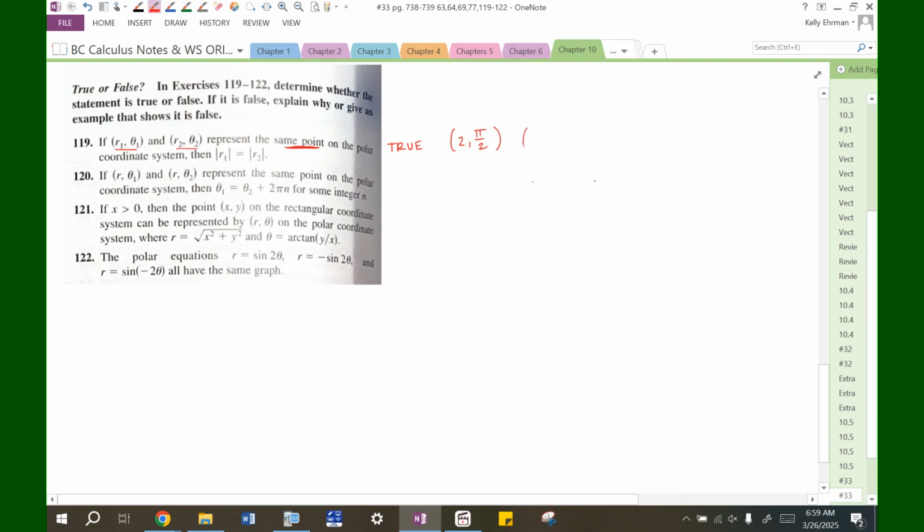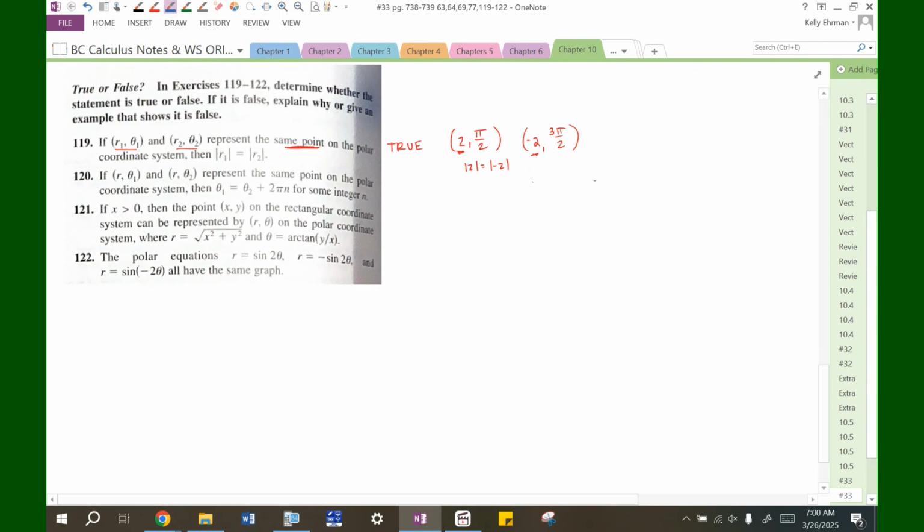The same point would have to be like, maybe I face 3 pi over 2 and go backwards. But the r can't be anything other than 2 or negative 2. Otherwise, you're not going to land in the same place. You will have not walked far enough, or you will have walked too far. So that's true that the absolute value of 2 would have to equal the absolute value of -2. You can't have 2 and 3 or something like that.